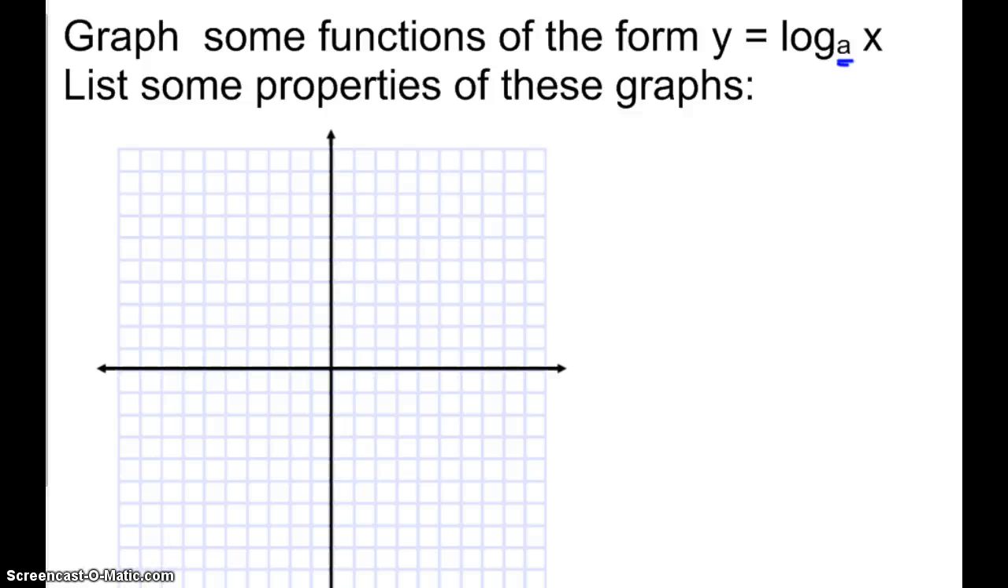Now, it will still have a vertical asymptote at x equals 0. It will still go through the point (1, 0), but instead of increasing, it's going to be decreasing. So it'll look something along those lines if the base is less than 1. So this would be when a is less than 1 for our graph.